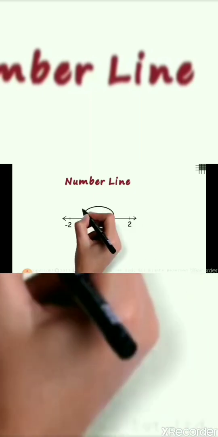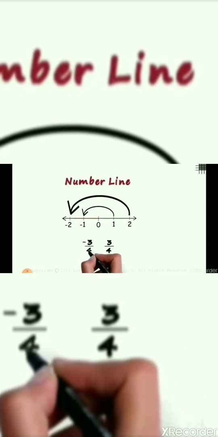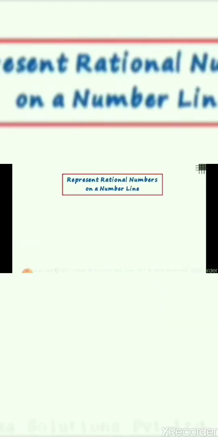Every integer except 0 has a corresponding integer. The integer 1 has -1 as its corresponding integer. The integer 2 has -2 as its corresponding integer. Similarly, every negative integer will have a corresponding positive integer. This tells us that if we somehow manage to plot 3 by 4, we can mark a point at the same distance on the left-hand side of 0, which is -3 by 4. Now we can move on to the representation of rational numbers on a number line.